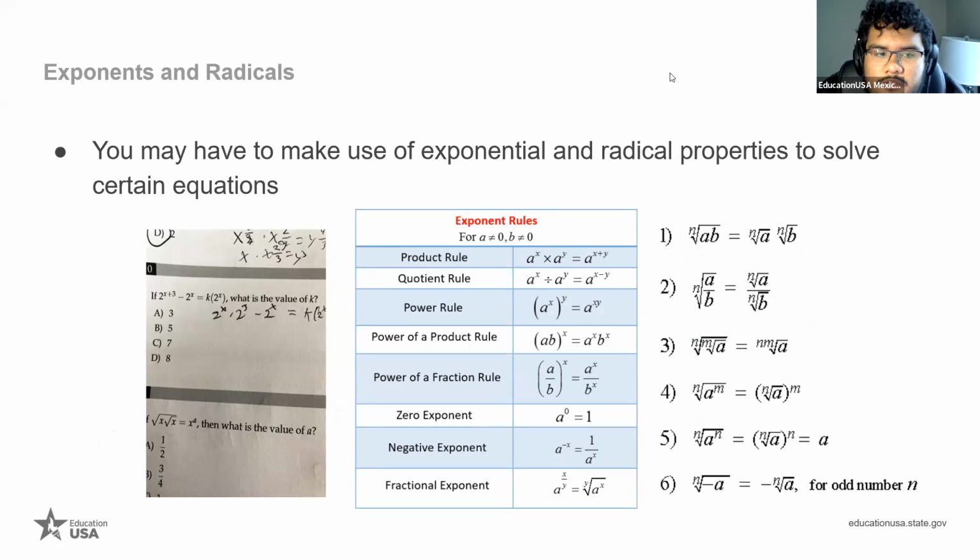Now, you may have to deal with exponents and radicals as well. So there's a little problem here on the left. It's asking you: if 2 to the power of x plus 3 minus 2 to the x equals k times 2 to the x, what is the value of k? I'll give you guys a little bit to try this problem out. It's a little bit more complex than the other ones I've been showing. But you can go ahead and give it a try.